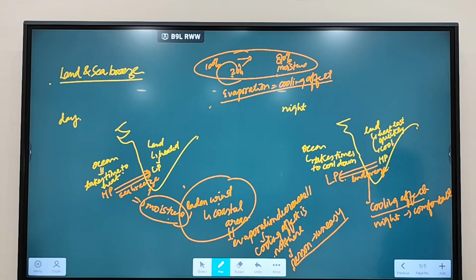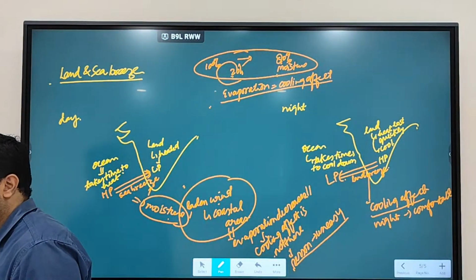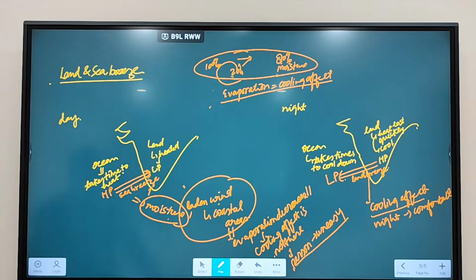Fine. So daytimes are what? Generally uneasy in coastal areas. Why are daytimes generally uneasy? Due to less evaporation. Night times are generally more comfortable in coastal areas. It is because of the moisture laden wind going away, and as a result you will see more amount of evaporation. Fine.